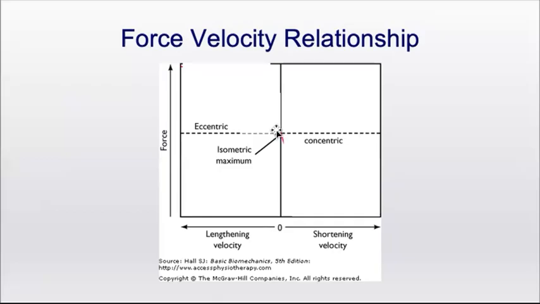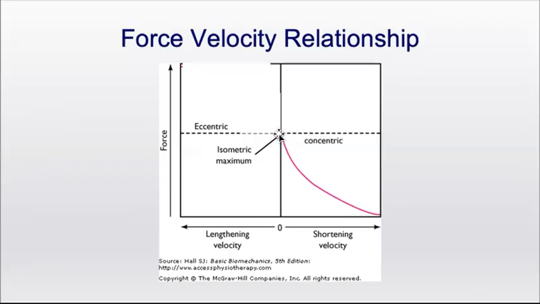If you let that weight extend down to the ground because it's too heavy, that's going to be an eccentric contraction because the velocity of lengthening is increasing. Now, so what happens when we go into a concentric contraction?